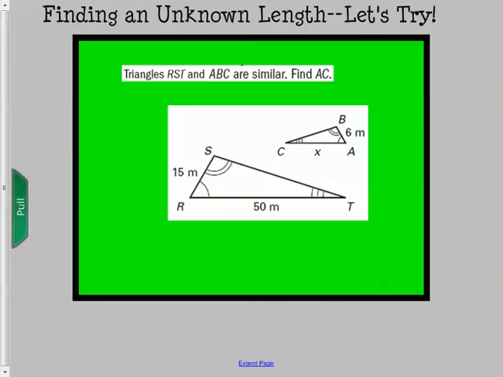Go ahead and find the unknown length in this one, and I'll be back in just a second to show you what I did. Okay, hopefully you paused the video. So I always start with my x and find out who he's paired with, and then my other two. So x over 6, because they're in the same figure, equaling my 50 goes on top because it's paired with the x, and my 15 is paired with my 6, so it goes on bottom. Okay, using my cross products, I get 300 on one side, 15x on the other, and when I divide, I get 20 meters.